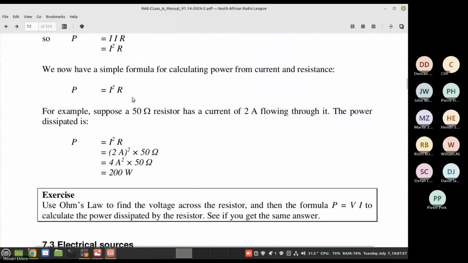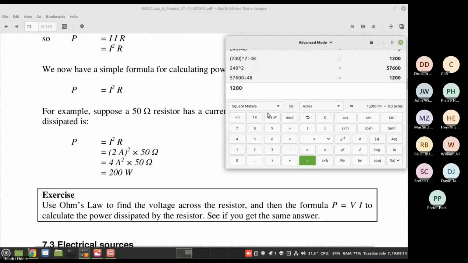Here's another calculation. We've got a 50 ohm resistor that has a current of 2 amps flowing through it. The power would be, say bracket 2 bracket squared times 50, which is 200 watts.